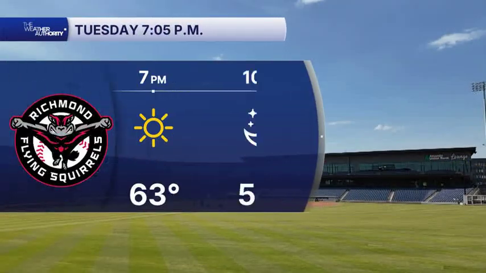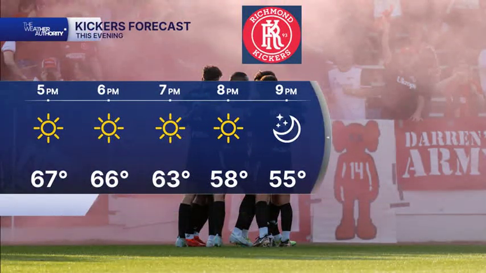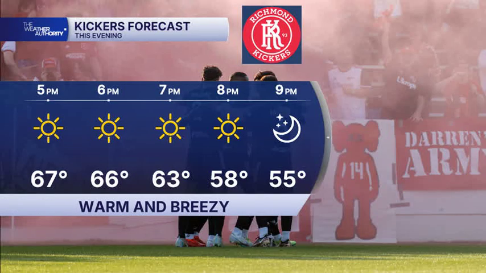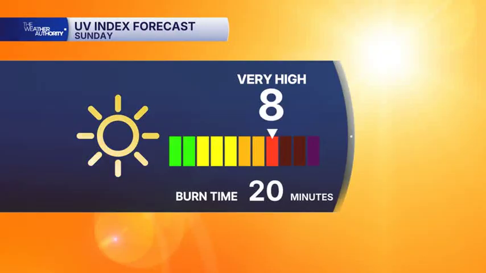This is what the squirrels graphic looks like. Option to add fireworks in there. This is what the kickers look like. New logo on there. I don't know if we need to update that background picture though. UV index, this was given to us by WSI. This populates automatically from National Weather Service data. Just pick today or tomorrow.